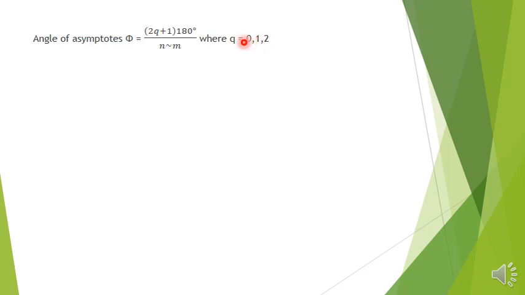So 0, 1, 2. When I substitute q is equal to 0, q is equal to 1, q is equal to 2, what are the angles I will get? Phi 1 is 60 degrees, phi 2 is 180 degrees and phi 3 is 300 degrees. That means the branches terminate at infinity at angles of 60 degrees, 180 degrees and 300 degrees.